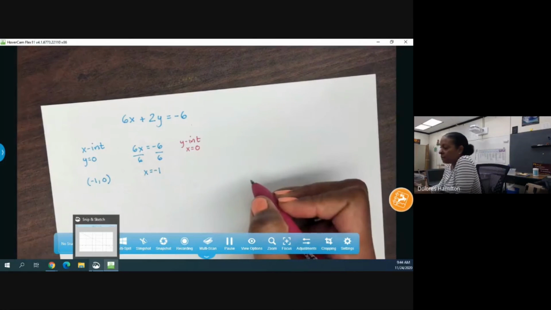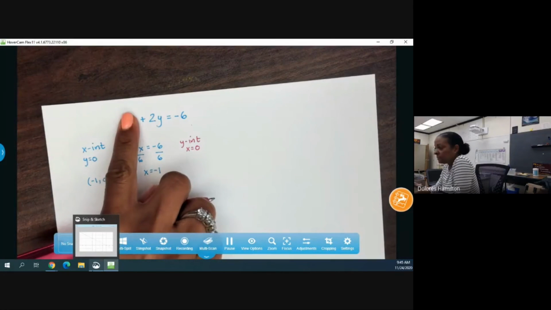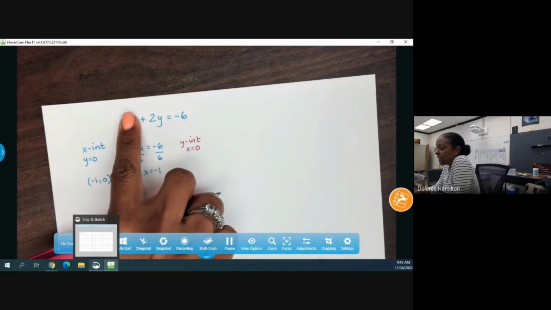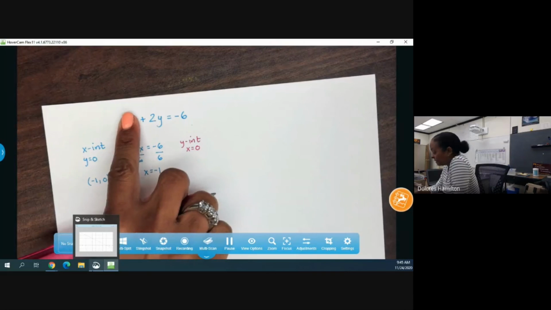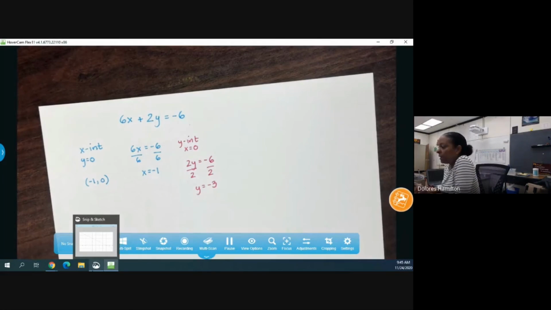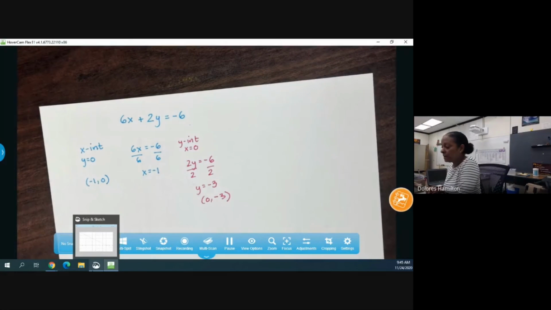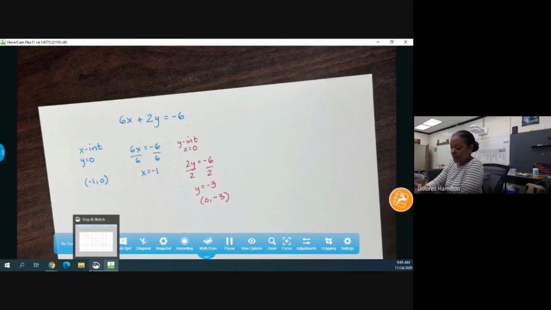Next, we find the y-intercept. So that's where we take x, and we set it equal to 0. And that gives us positive 2y equals -6. So then we're going to divide both sides by 2, and we get y equals -3. And remember, we can write that as 0, -3.